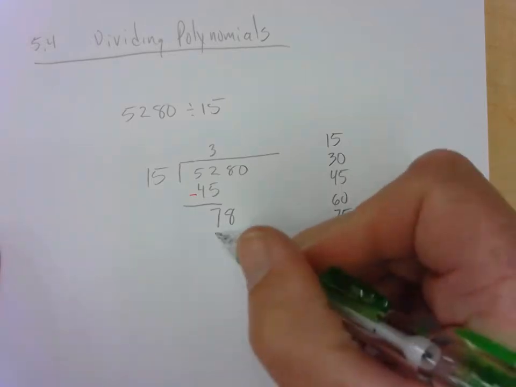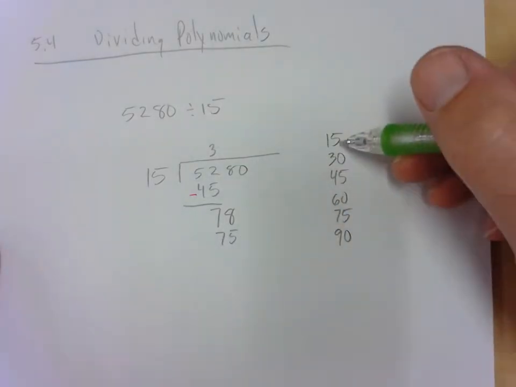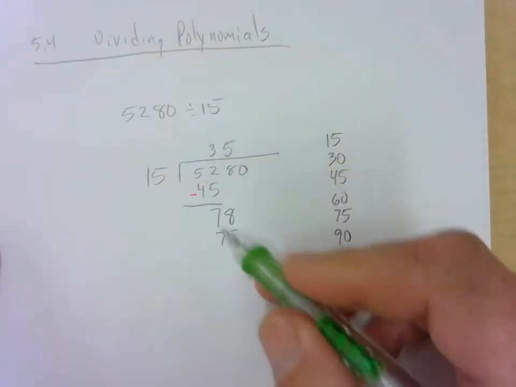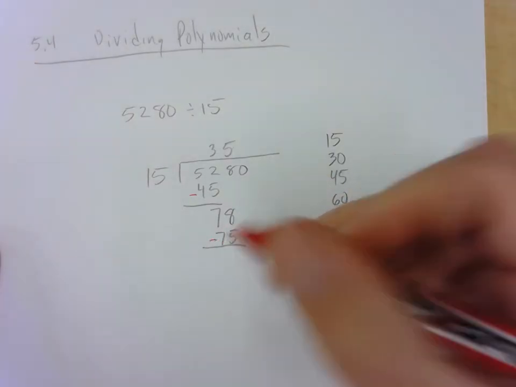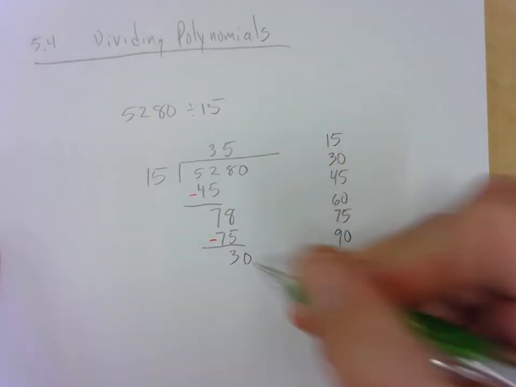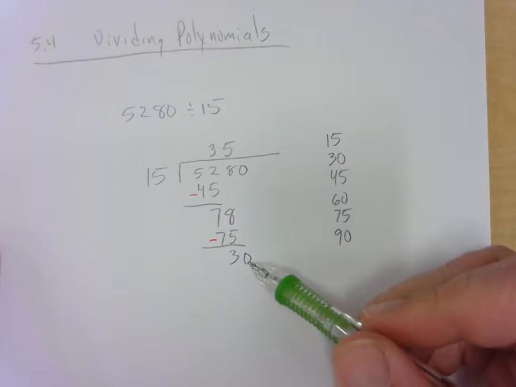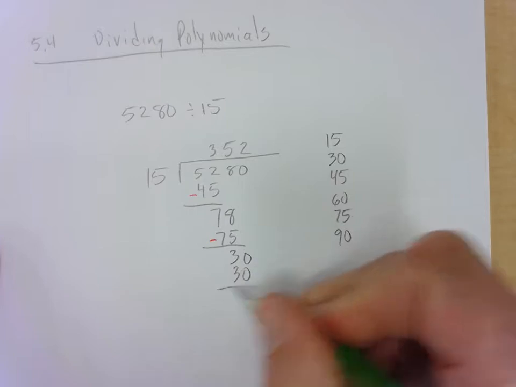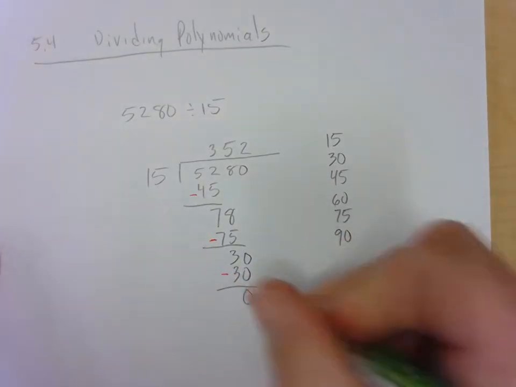So 75 I write down here. 75, that would be 5 of them, right? 1, 2, 3, 4, 5, so 5. 5 times 15 is 75. Draw my line. Pick up the red pen, subtract. It gives me 3. Then I bring down the next place value. So 15, 30 goes in there 2 times. 2 times 15 is 30. Pick up the red pen, I subtract, and I get 0 for remainder.